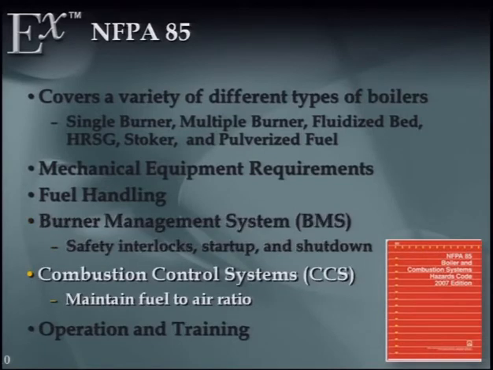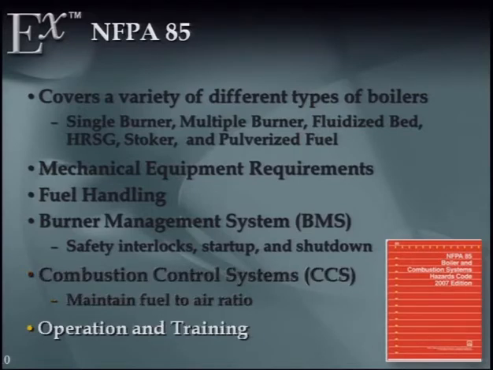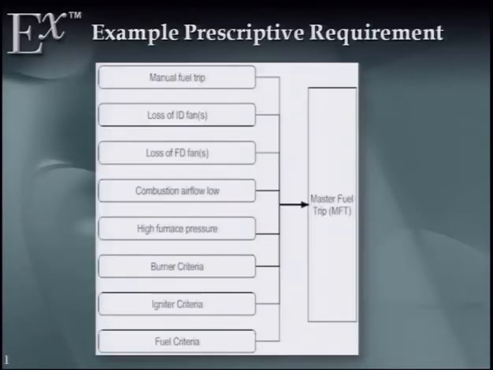Combustion control systems are the other aspect of control for a boiler. The burner management system is what you use to start and stop the boiler. It's a safety system. Combustion control is how you speed it up and slow it down, and the combustion control should seamlessly interact with the BMS to trip the boiler offline if necessary. That's also covered in 85. There are also prescriptive guidelines on operation and training.